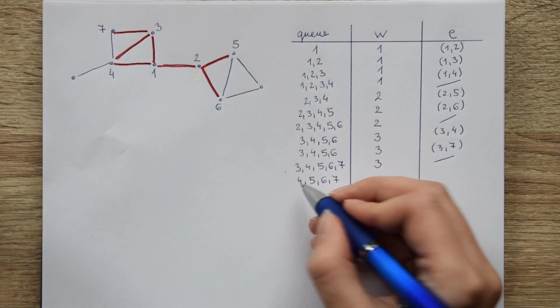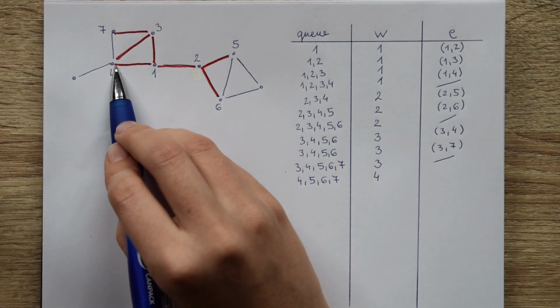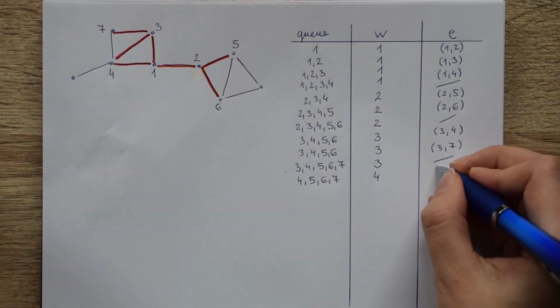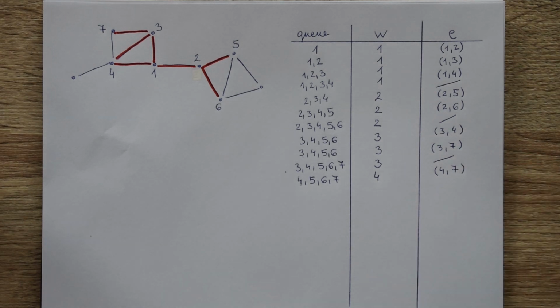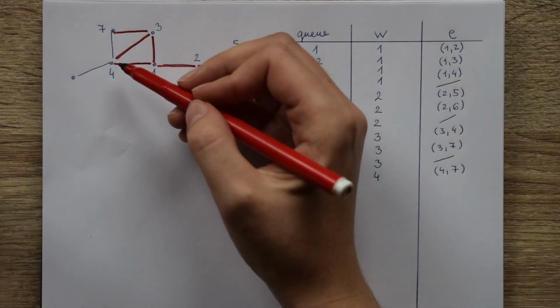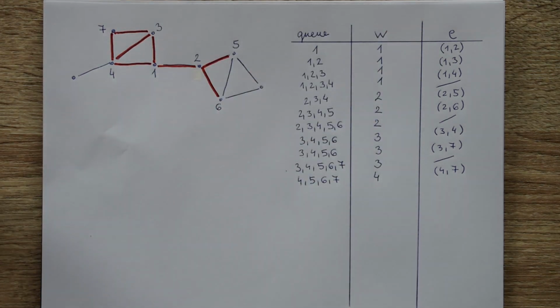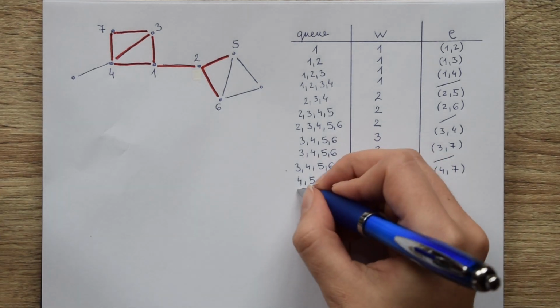I'm discussing the first node in Q, it's 4. And I ask, is there any unmarked edge and node I can get from node 4 in one step? Yes, edge 4, 7 is not marked. So I add this edge to column E, and I mark this edge in graph. Node 7 is already in Q, so I'm not adding anything to Q.